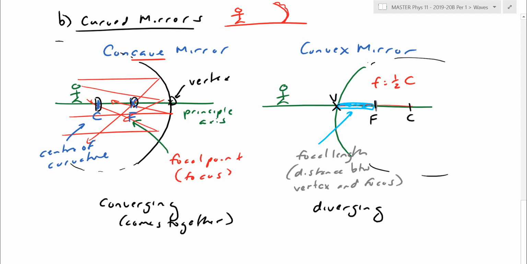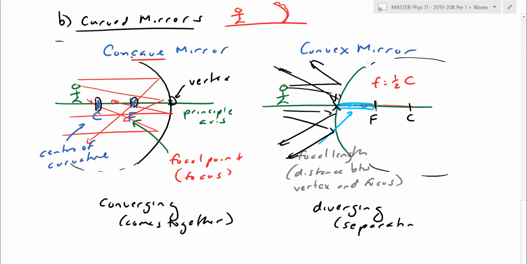Light rays that hit this not only reflect back, they bounce off and spread farther away. So light rays coming off this way end up separating versus coming together. Diverging means they end up separating. That's going to become important later on for our math, so just be careful. Converging means comes together. It's the concave for a mirror. Convex, the bulge is bulging out towards you. That's when the light rays actually end up separating.